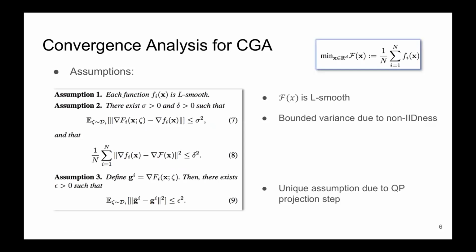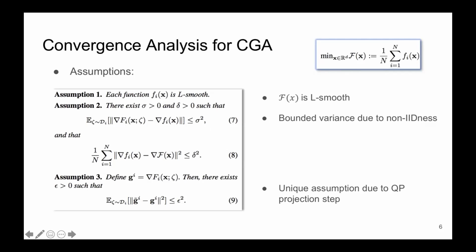I will show the convergence analysis. It includes three assumptions. The first assumption is the overall objective problem, and assumption one implies that f(x) is L-smooth. Assumption two is the boundedness of variance; the first is equation 7 here. This is to bound the variance within the same agent.